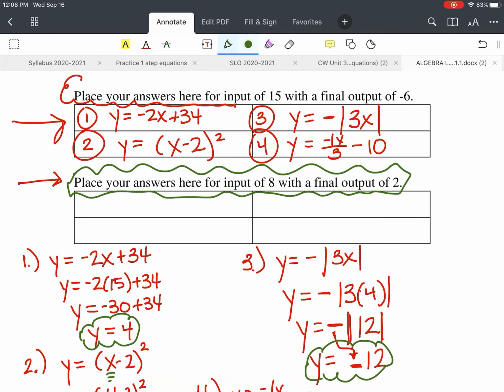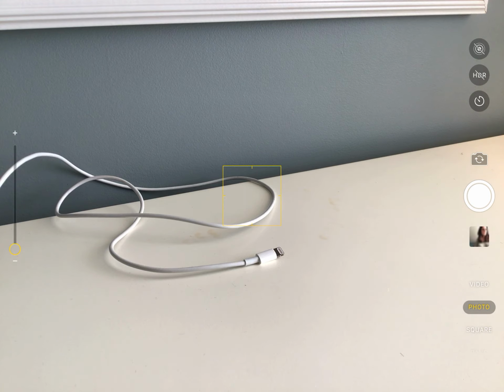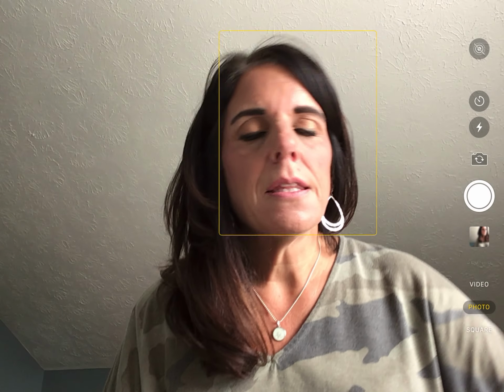I'm going to flip my camera over. Let's see if this works, if I'm talented enough. Okay, I think that's it.